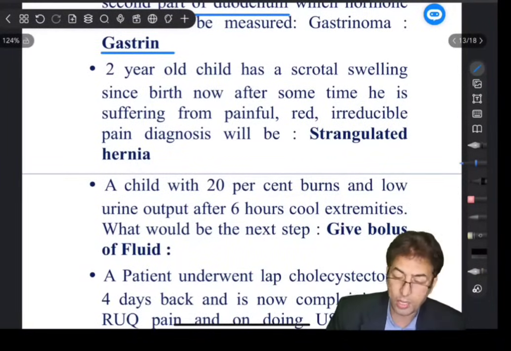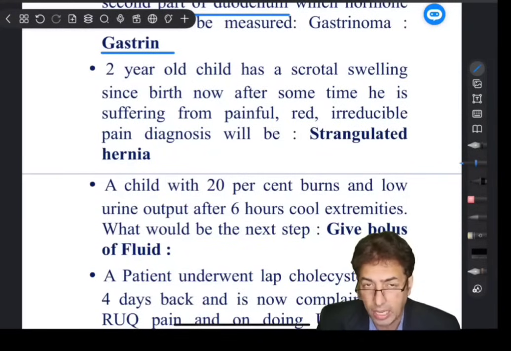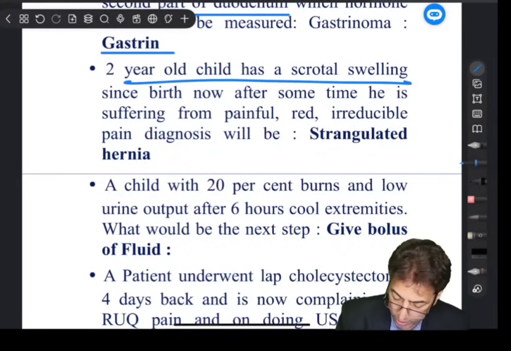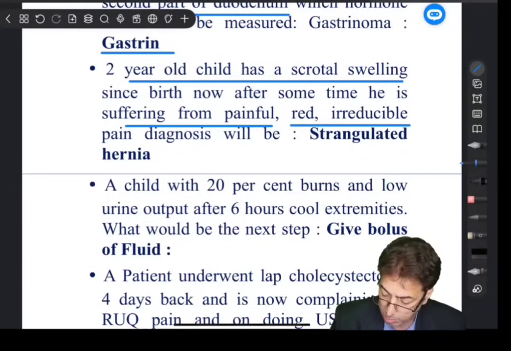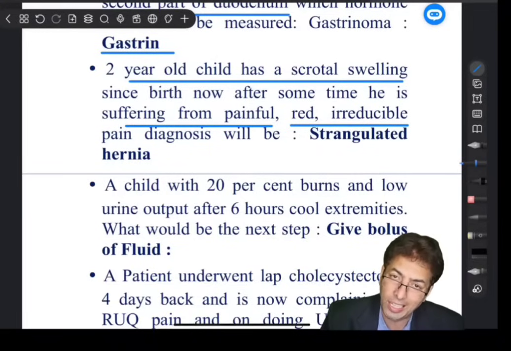Then a 2-year-old child, an exact clinical scenario was given. A 2-year-old child has a scrotal swelling since birth, and sometimes he has pain. The swelling has become painful, it has become red, and it has become irreducible. So what is the clinical condition?